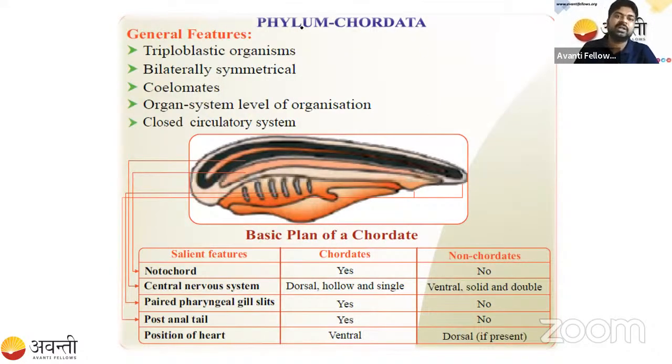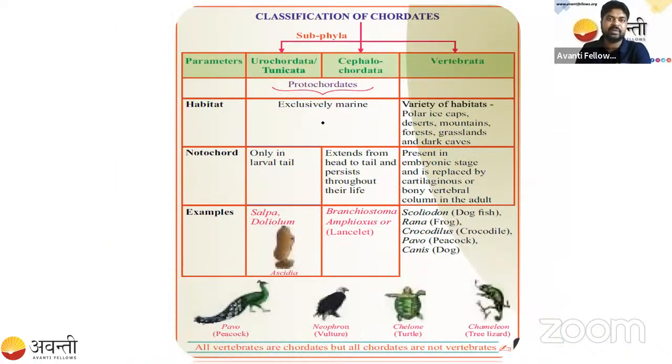Next one is Chordata. Chordata are triploblastic organisms, that means they have 3 layers. Next, they are bilaterally symmetrical. They have a coelom. Organ system level organization, closed circulatory system. So this is the common diagram for the Chordata. We move toward the next part.